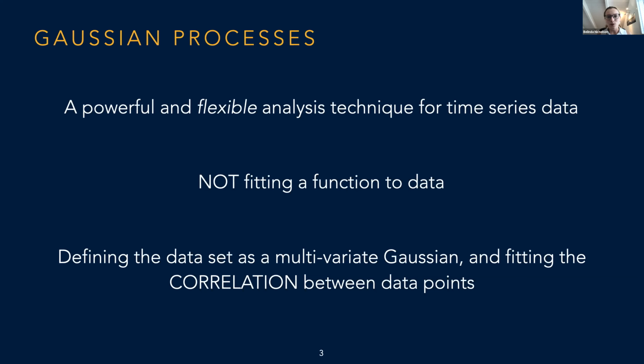But for the purpose of this talk, the thing that I want you all to focus on is that what we're not doing here is fitting a function to data. Instead, what we're doing is we're defining our data set as a multivariate Gaussian. So each point in our data set is a dimension of our Gaussian, and we're fitting the correlation between data points. What we're looking at is trying to find a way of describing how one data point is correlated to the next data point in our time series.